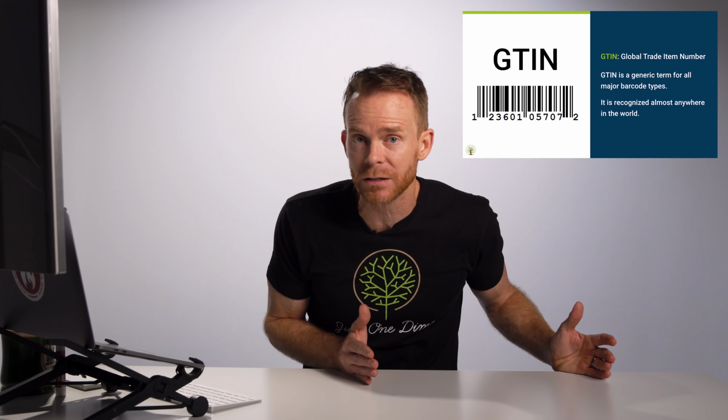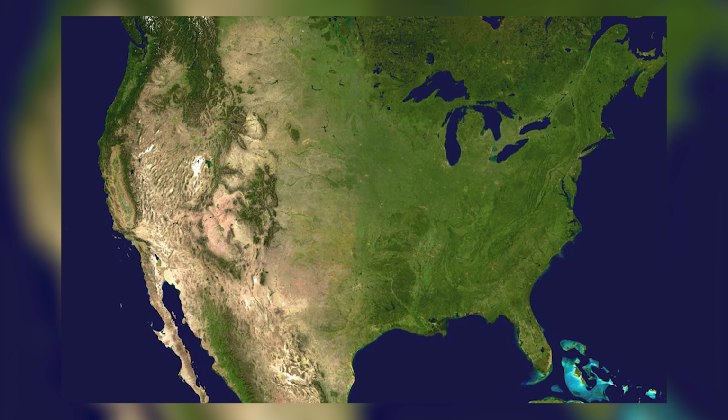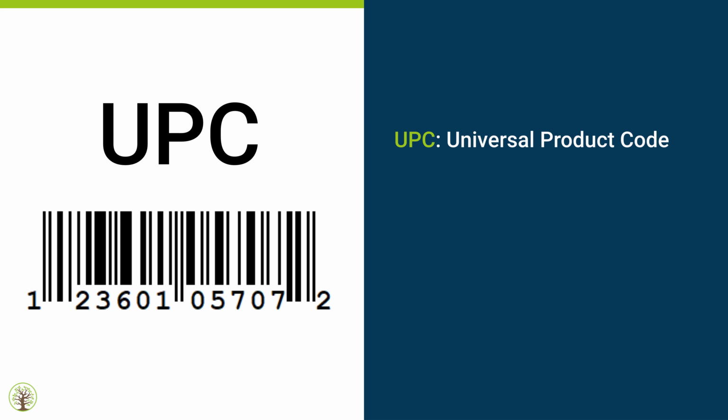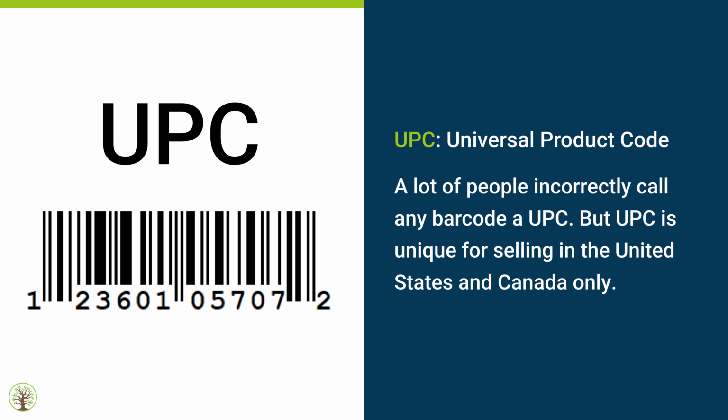So a lot of people call barcodes UPCs. It's actually incorrect. UPCs are just for selling in the US, just for selling in Canada. GTIN is the generic term for all the different barcodes. That's like the mother of them all, okay? Then you have the UPC, which stands for Universal Product Code. These are uniquely called UPC, specifically, again, for the US and for Canada.